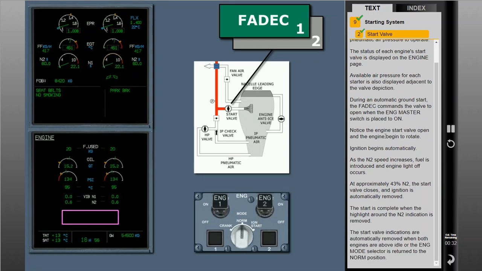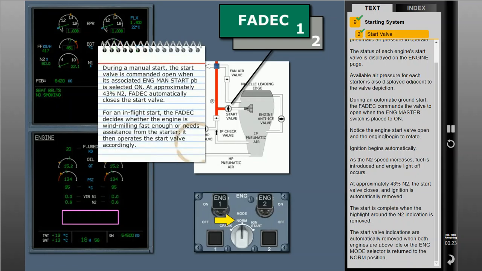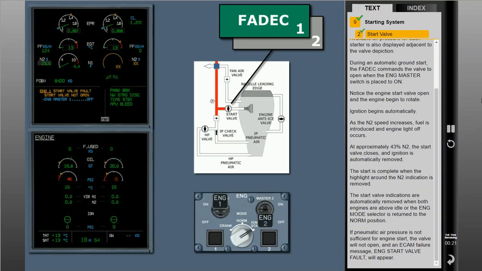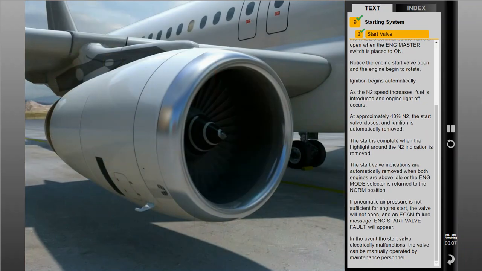The start valve indications are automatically removed when both engines are above idle or the engine mode selector is returned to the norm position. If pneumatic air pressure is not sufficient for engine start, the valve will not open, and an ECAM failure message, engine start valve fault, will appear. In the event the start valve electrically malfunctions, the valve can be manually operated by maintenance personnel.